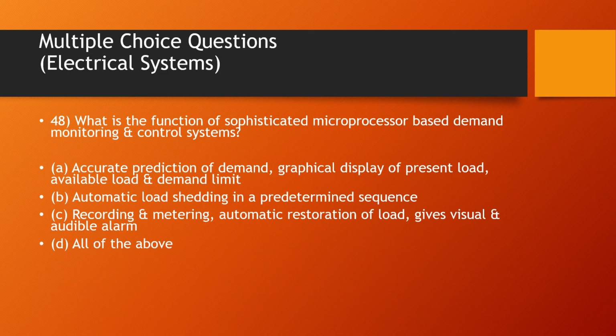Now coming to the next question, what is the function of sophisticated microprocessor based demand monitoring and control systems? Option A is accurate prediction of demand, graphical display of present load, available load and demand limit. Option B is automatic load setting in a predetermined sequence. Option C is recording and metering, automatic restoration of load, gives visual and audible alarm. Option D is all of the above. And the answer to the question is option D, that is all of the above.